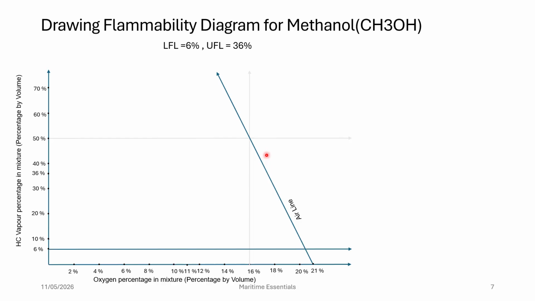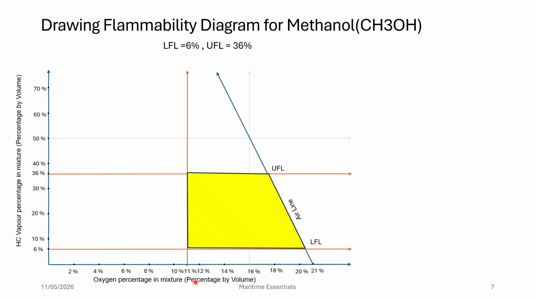Now on that ER line we'll draw the flammability diagram. We need to draw a straight line at the lower flammable limit. Then we'll draw another line at the upper flammable limit, which we know is 36%. And we already know that as per ISGOTT, to support combustion we require at least 11% oxygen, so we draw another line over there. So we get a shape like that.